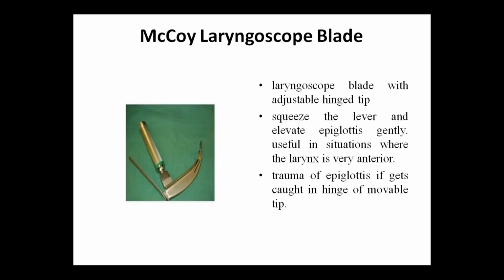Now, the idea is that you squeeze the lever and you elevate the epiglottis gently. So it is more useful in the situation where the larynx is very anterior, and with the help of squeezing the lever, you can change the Cormack-Lehane grading from 3 to 2, or you can at least improve that situation of anterior larynx. You can make it less anterior.